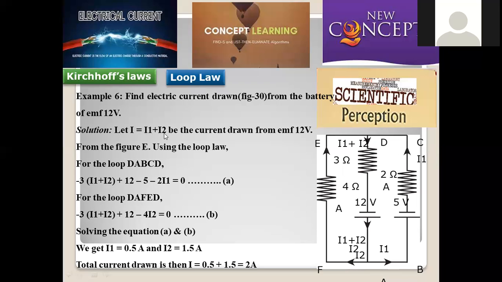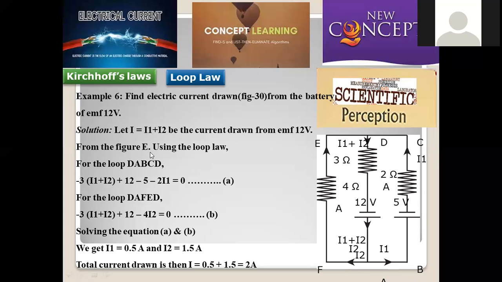Now, let I is equal to I1 plus I2. I, that is the strength of current, is given as a combination of I1 plus I2. The current drawn is determined by the EMF of the cell. The electromotive force will be taken as 12 volts from the figure.